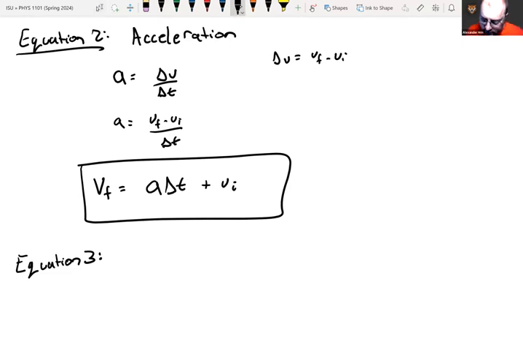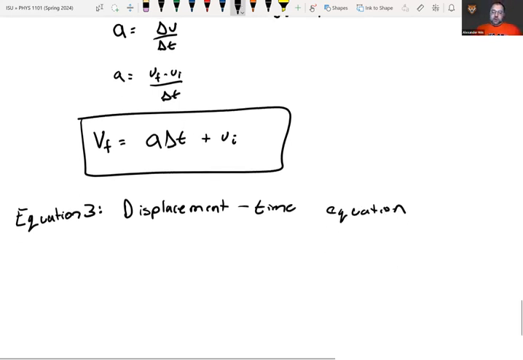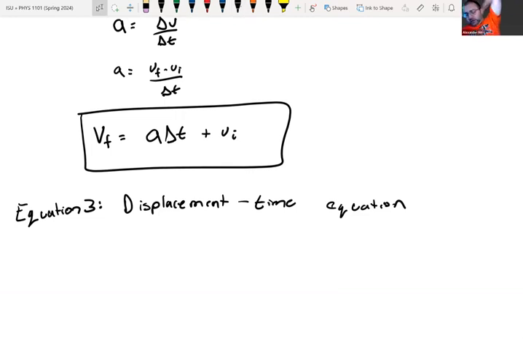Now, equation 3. Call this your displacement time equation. The derivation of this one is a little bit harder to see, so I'm not going to go too far into the derivation of it. I don't know that we're really going to have time to do that.